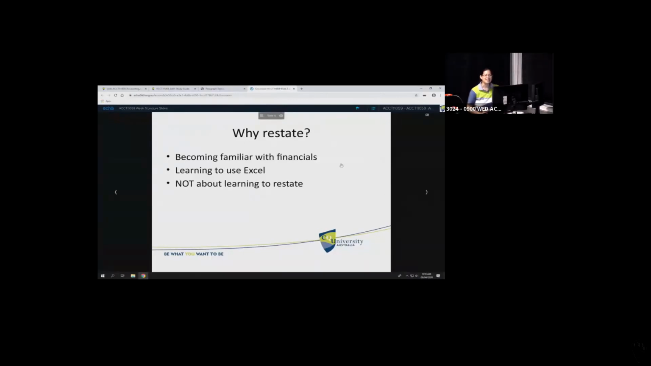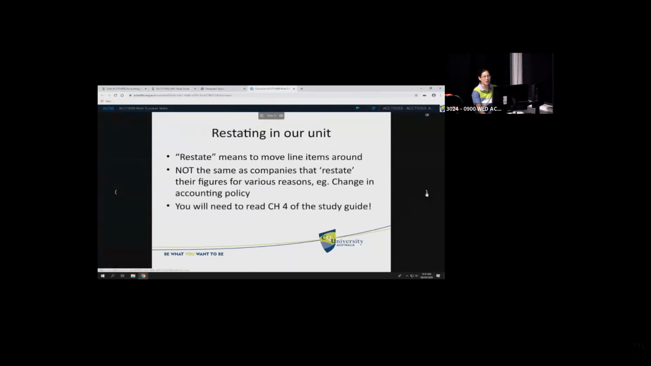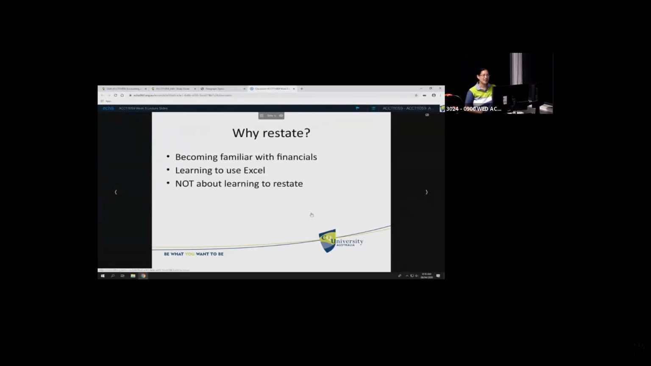Why are we restating in our unit? So this is what we are doing. I've covered what we're actually doing. Now we're going to cover why we are doing it. Okay, we are asking you to restate, not for the sake of learning to restate into these 2 groups. We are asking you to become familiar with your general purpose financial reports and also to gain some Excel skills. Okay, learning to restate is just an additional useful skill that you might be able to utilize in the real world, okay, even with perhaps some of your own personal financial investing and so forth.